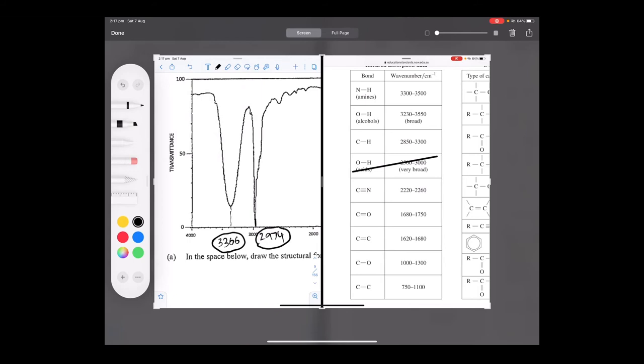Can it be the C triple bonded to an N? No. Can it be the OH? No. It can't be any other functional group. So yeah, you're right. This would be a CH. Yeah. Very good. And Krishnal, your turn.